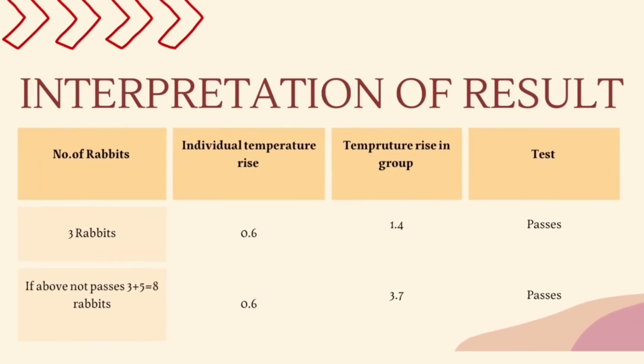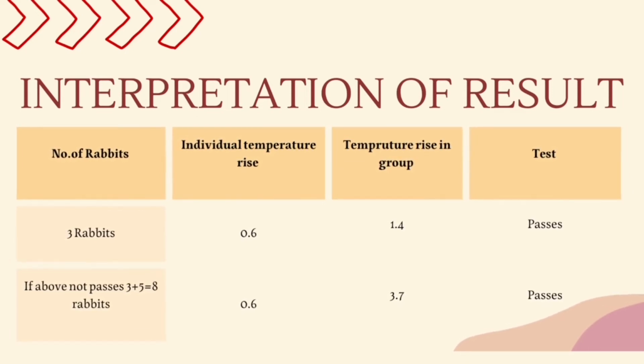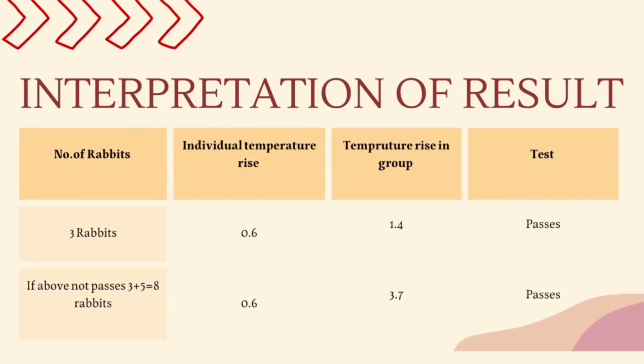Interpretation of result. If, in a group of 3 rabbits, the individual temperature rise is 0.6 and the temperature rise in the group is 1.4, the test passes. If the above does not pass, add 5 rabbits so the total becomes 8 rabbits, and with an individual temperature rise of 0.6 and a temperature rise in the group of 3.7, the test also passes.